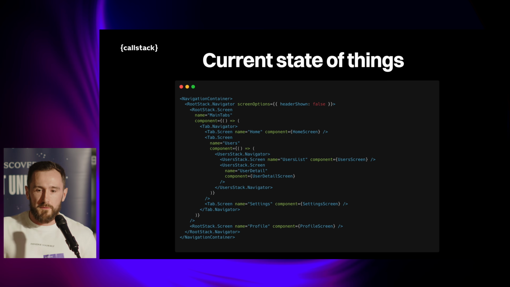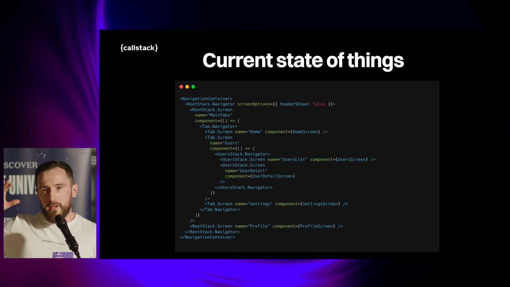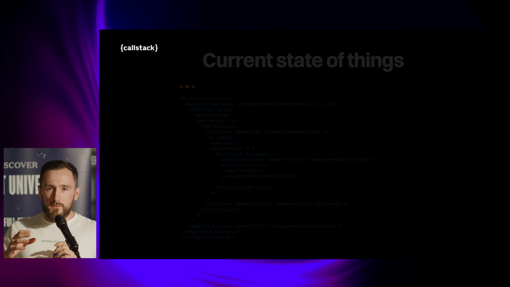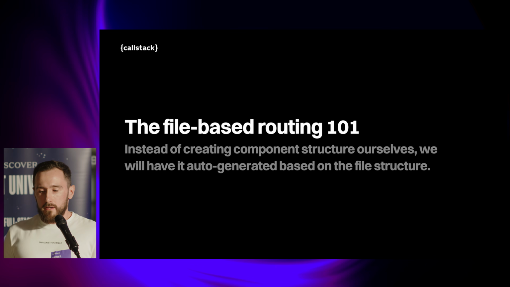So, current state of things. If you create any React Native application right now, you will use React Navigation. That's kind of a common strategy. And the thing is that if you look at this code, you will clearly see the hierarchy created by nesting navigators inside screens. And obviously, this can go to many, many levels. Usually you have a stack navigator, then you have some other navigator, you can have another navigator inside. So our task today is to convert this component hierarchy into a hierarchy of directories and files.